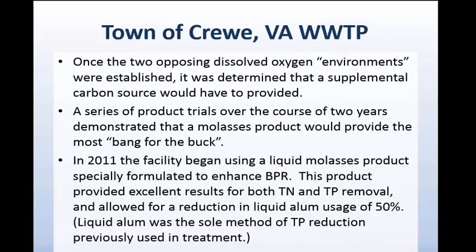We went through a step-by-step process of following the food as it entered the plant. And we found that in the channel prior to the anoxic zone, the food coming into the plant wasn't sufficient to carry over. So we added a supplemental carbon source, additional food, over the course of 2 years, finding that a molasses product gave us the most bang for the buck. We originally were using a dry molasses product, very simple for the operators to use, very safe, easy to get, easy to store, and that really showed results.